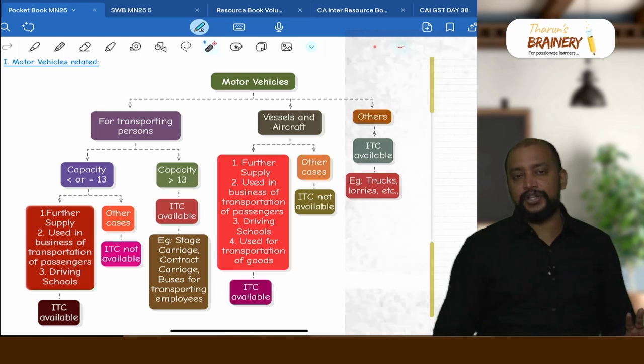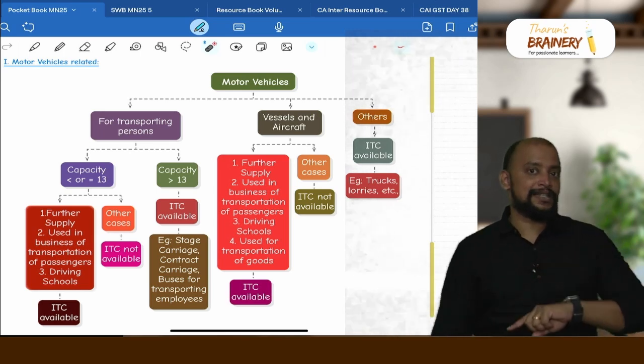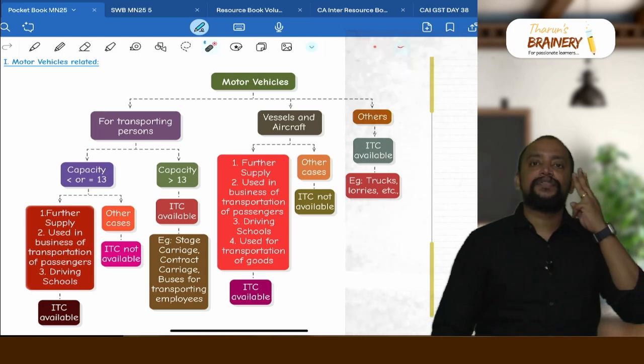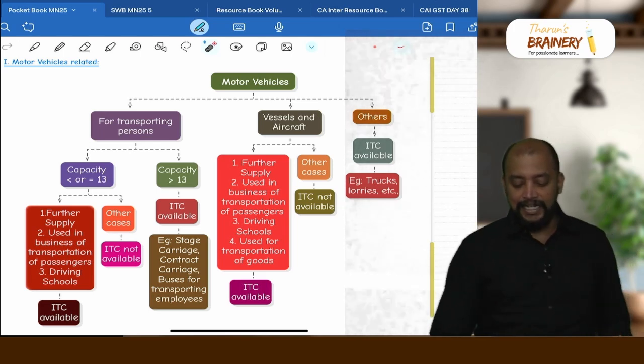However, we have 3 exceptions. If it is used for further supply, purchase and sale, or if it is used in the business of transportation of passengers, or if it is used for imparting driving skills, we can definitely take ITC.